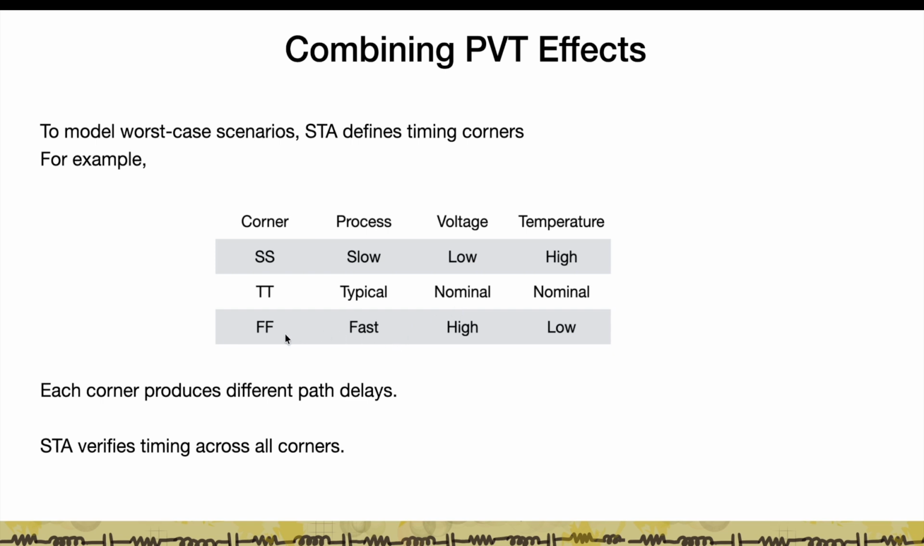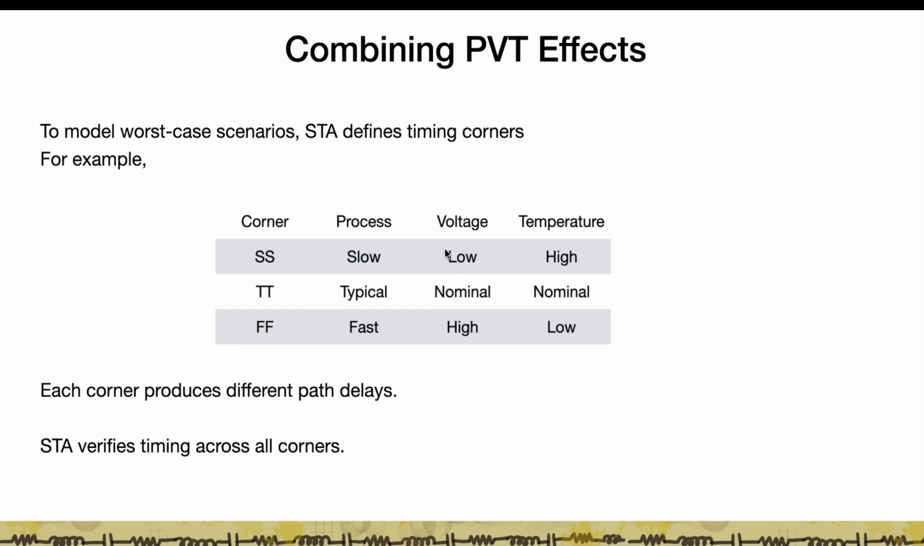The FF corner, which is fast process, high voltage, and low temperature, is the opposite of SS. Transistors are stronger, voltage is higher, temperature is lower, delays are minimized. The key insight: these aren't hypothetical. Every chip you ship will operate somewhere in this space.